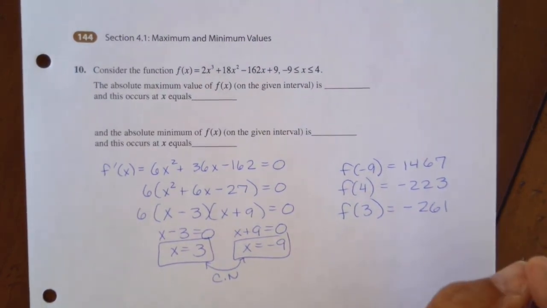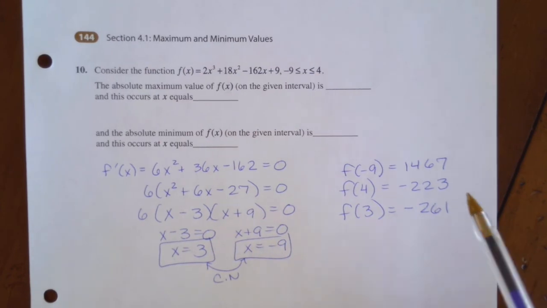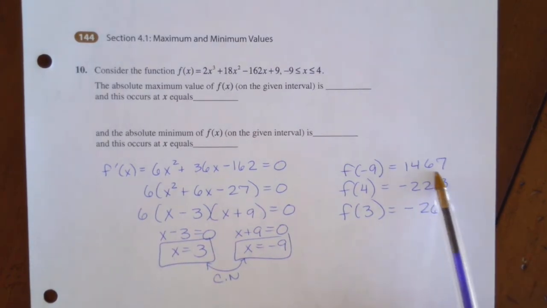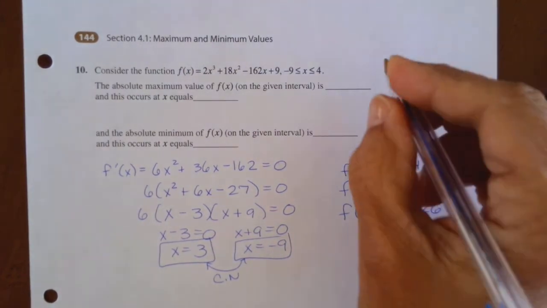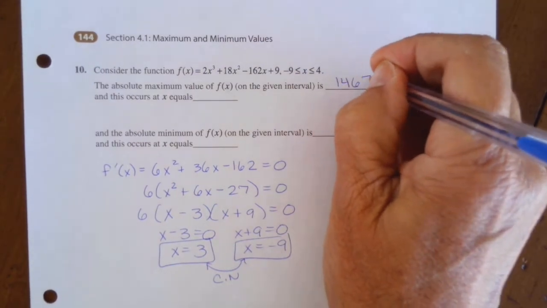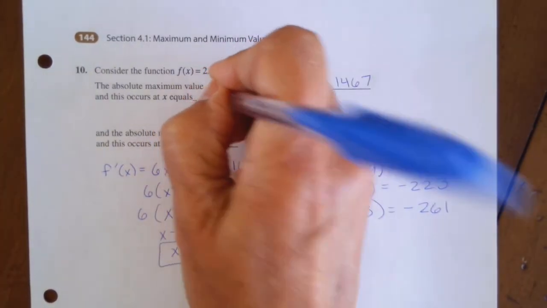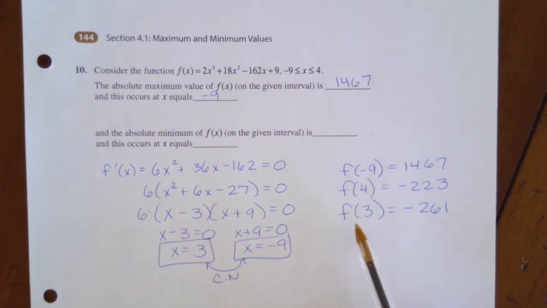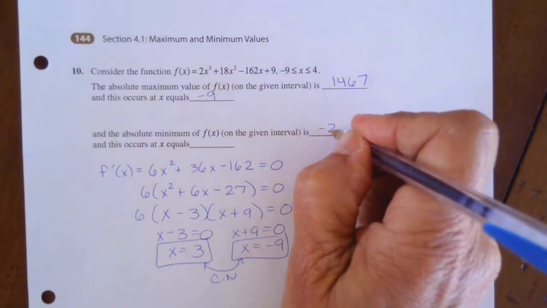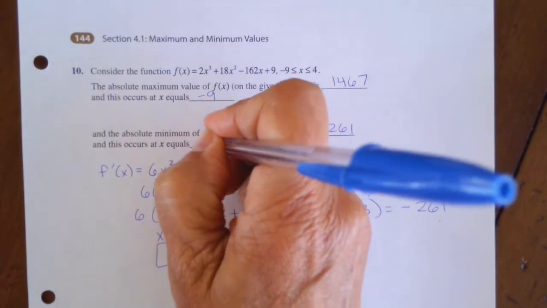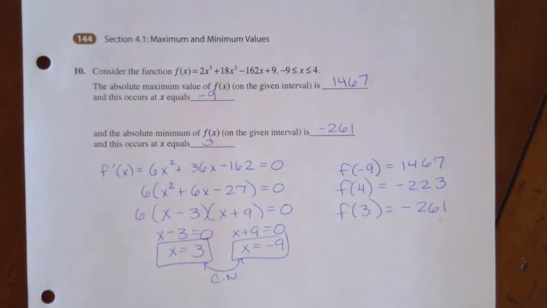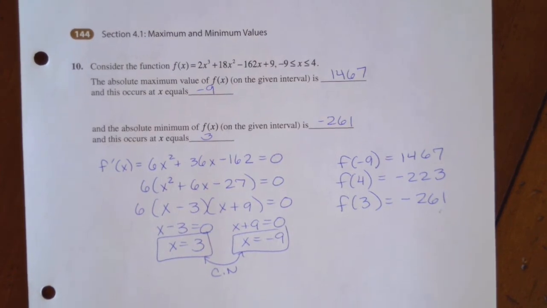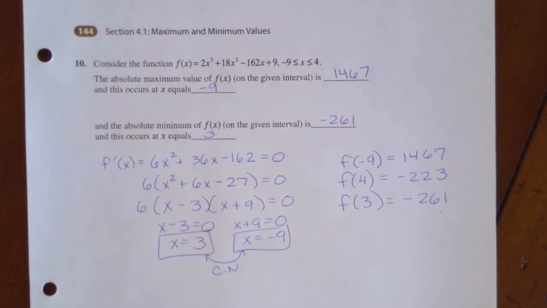Okay, so once you have all of your values, you can find the maximum. Biggest value would be 1467, and that x value was negative 9. And then the smallest value would be negative 261, and that happened at 3. Okay, so again, most of you guys are fine with finding max and min values. You just have to remember to test all the points.